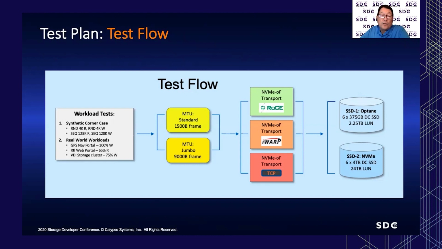We change the MTU between standard 1500 byte and 9000 byte jumbo. We select one of each of the 3 transports, RoCEv2, iWARP, and TCP, and we apply them either to the Optane or the NVMe storage line.